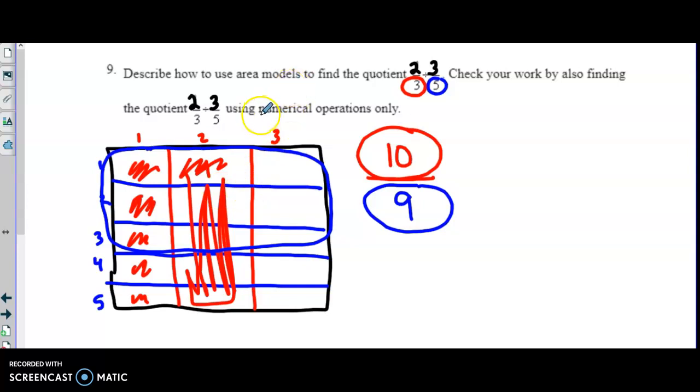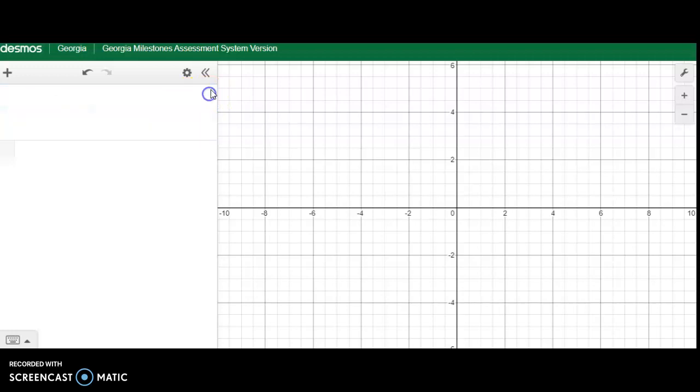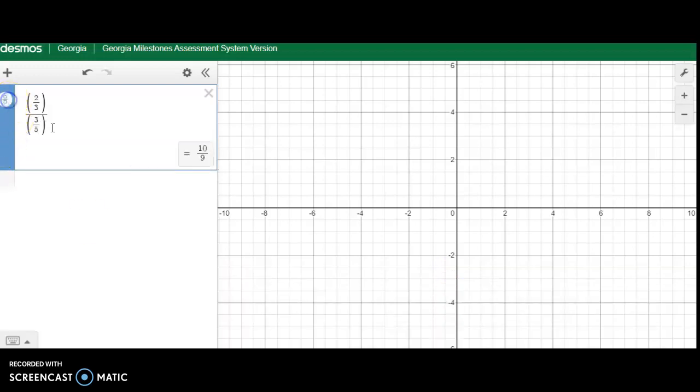Now you also want to show it using numerical operations only. So if we did it just using numbers, we could do this in Desmos. 2/3 divided by 3/5. So parentheses, 2 divided by 3, close parentheses, divided by parentheses, 3 divided by 5, close parentheses. And you would still get 10/9.